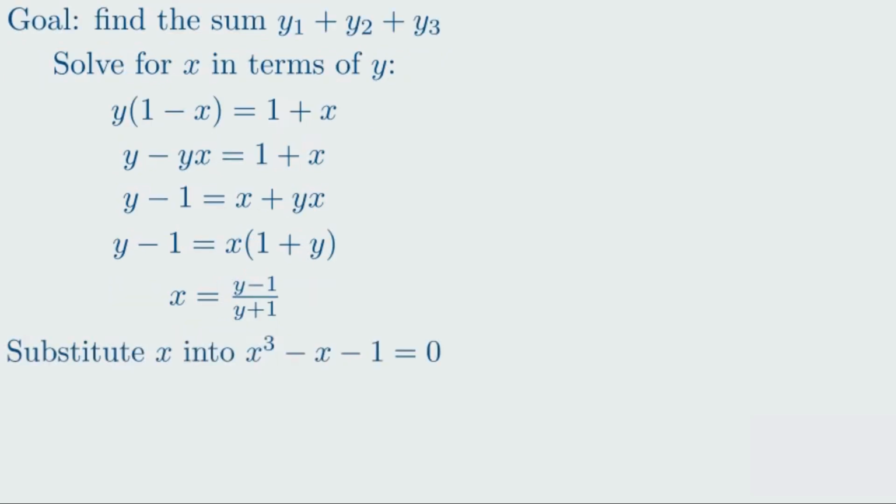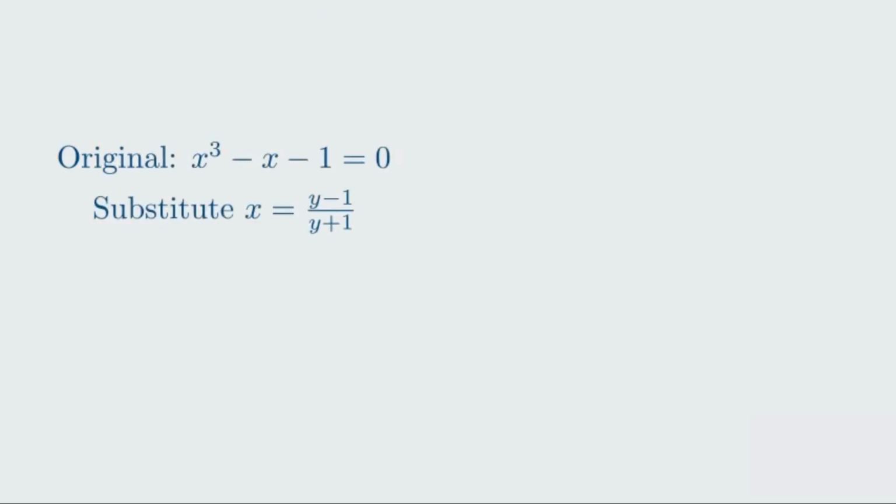Now that we have x in terms of y, we can substitute this back into our original cubic equation for x. Let's substitute x equals y minus 1 over y plus 1 into our original cubic equation. This gives us a new equation completely in terms of y. The roots of this new equation will be exactly the three values we want to add up.